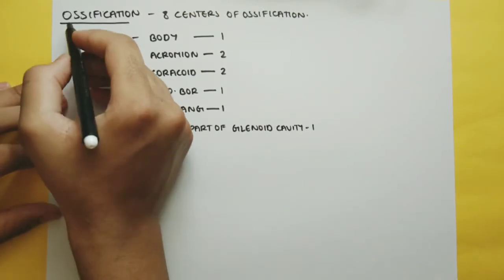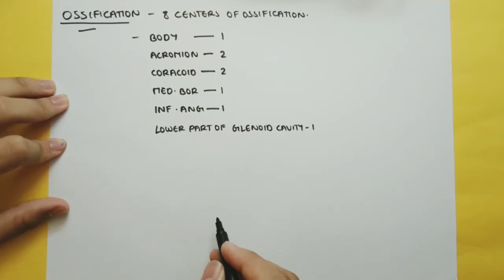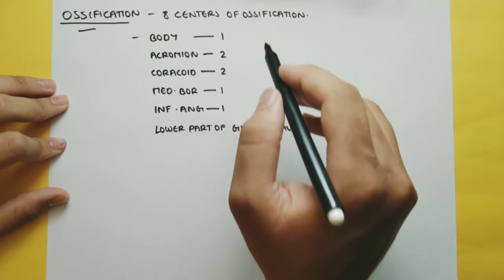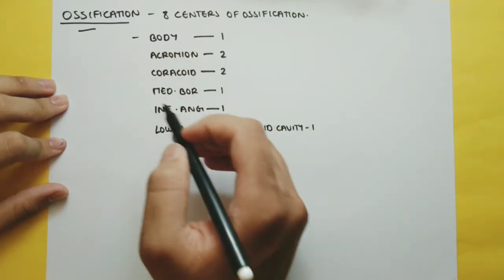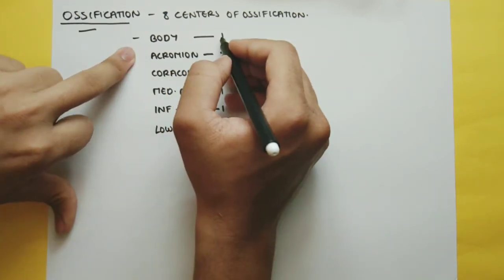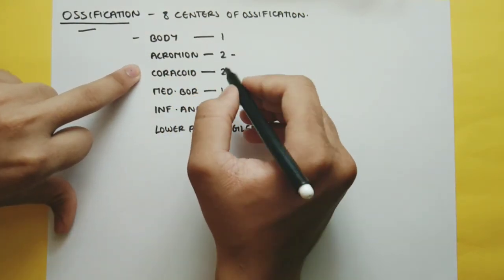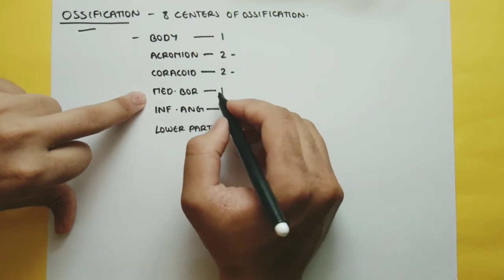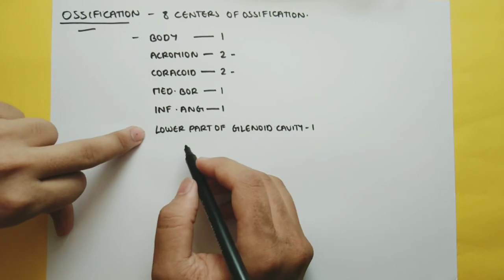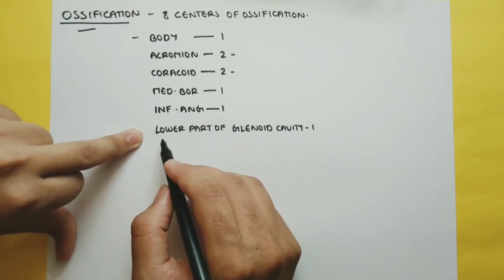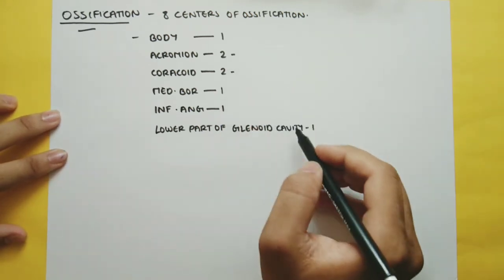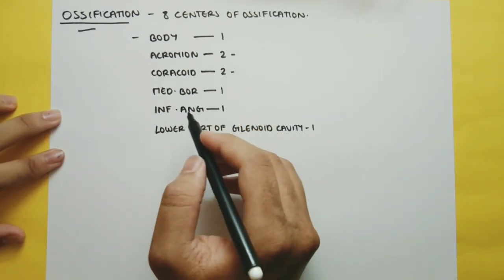Now let's talk about the ossification of the scapula. The ossification takes place at 8 centers: 1 in the body, 2 in the acromion process, 2 in the coracoid process, 1 in the medial border of the scapula, 1 in the inferior angle of the scapula, and the last one in the lower part of the glenoid cavity. These are the centers of ossification present in the parts of the scapula.